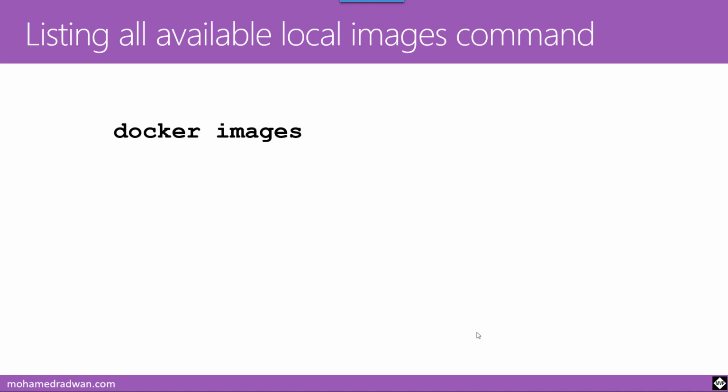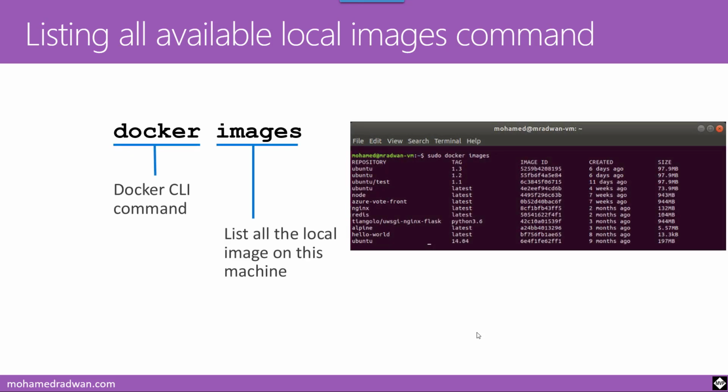Listing all the available local images command. When I execute docker images, it is the same. The images switch will list all the local images on my machine. As you can see, for example, these are the current images I had when I executed this command. And I can see the image or the repository name and the tag, the image ID, and the size.